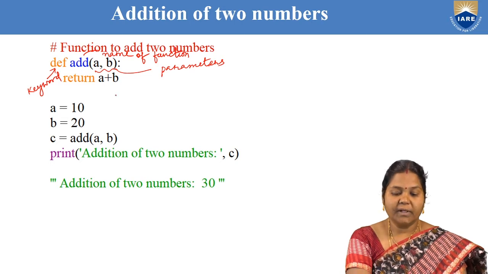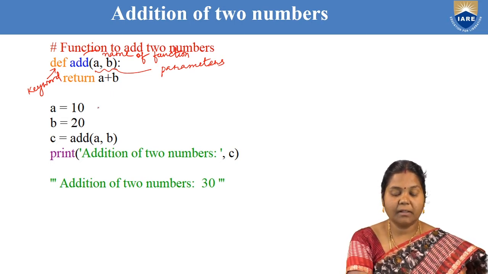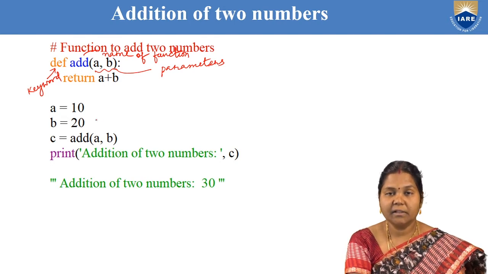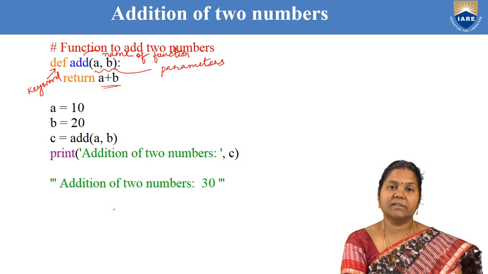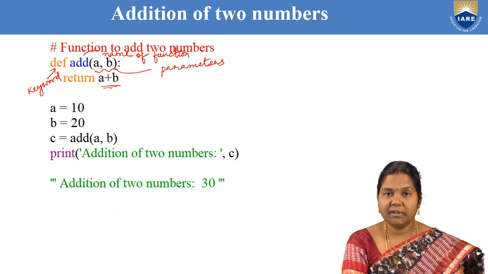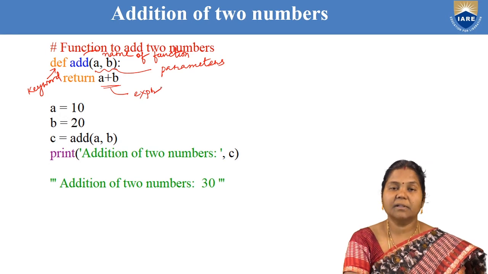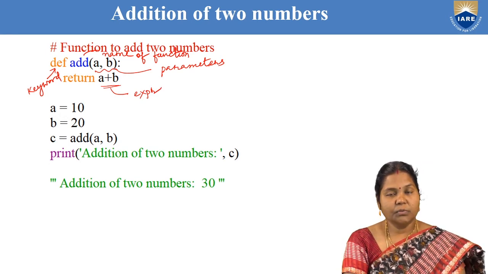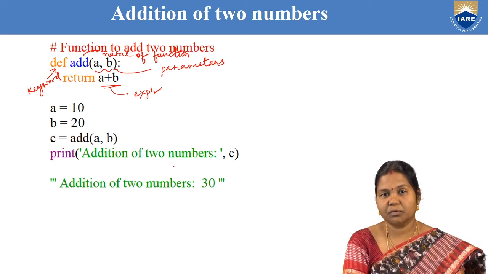Now in the body of the function I have not written any statement, but I am just returning a value. Two arguments it is receiving, and it is returning one expression. This a plus b is nothing but a returned expression. So you can write a function with some valid statements in the body, or without any valid statement also.